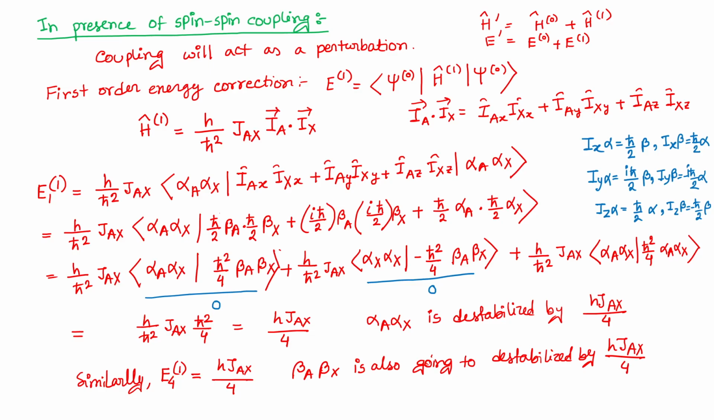Actually, the energy of these states is going to increase by this amount, HJAX by 4. Actually, by factor means you always multiply, but here it is adding up. HJAX by 4, energy is adding up. Okay, now let's see what will happen to the corrected terms of energy due to coupling on E2 and E3, right?